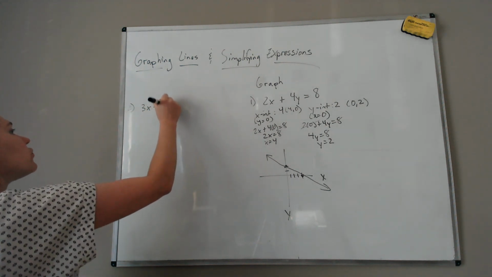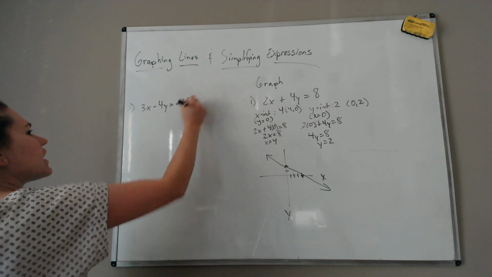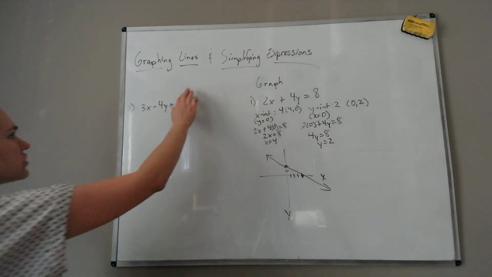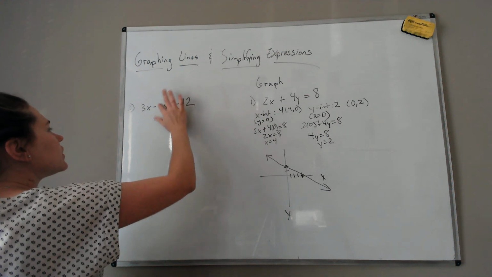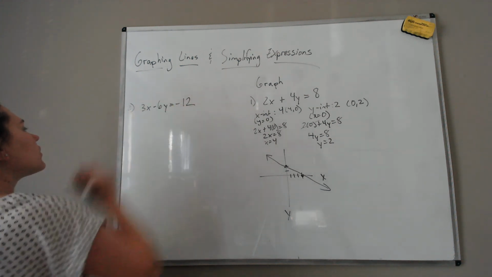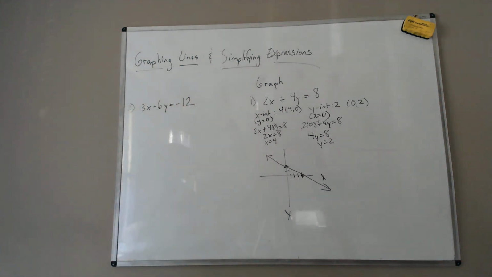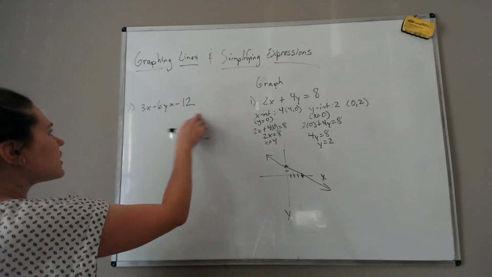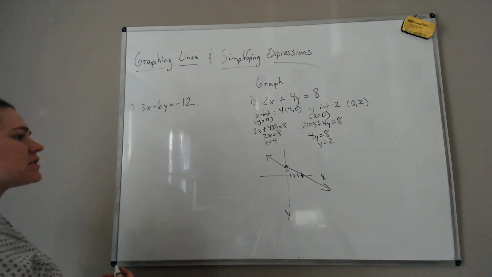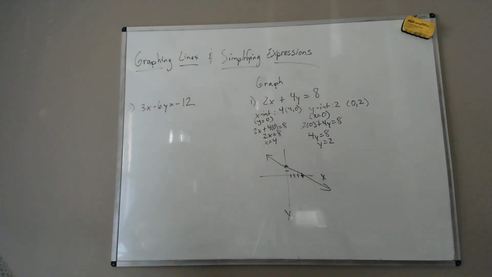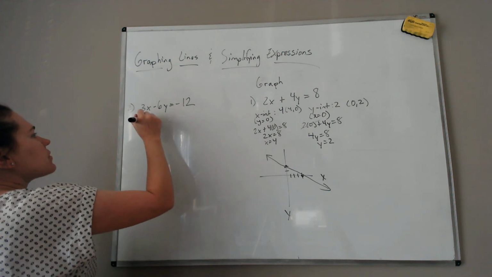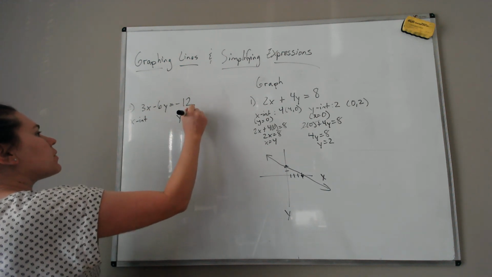3x minus 4y equals negative 12. So, actually, let's change this a little. Let's do 3x minus 6y equals negative 12. Notice this is in standard form, so a quick way to graph this is using the x and the y-intercept to plot points. So we're going to get the x-intercept, then we'll get the y-intercept and plot those 2 points.